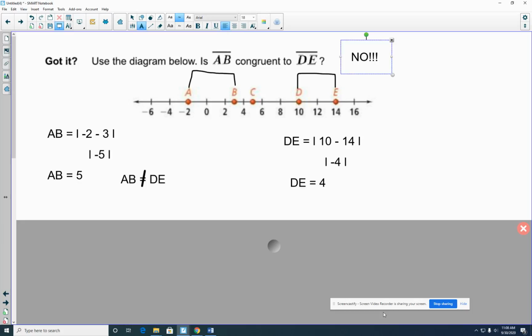This is going to be the first part of this lesson. Tomorrow we're going to actually talk about the midpoint.